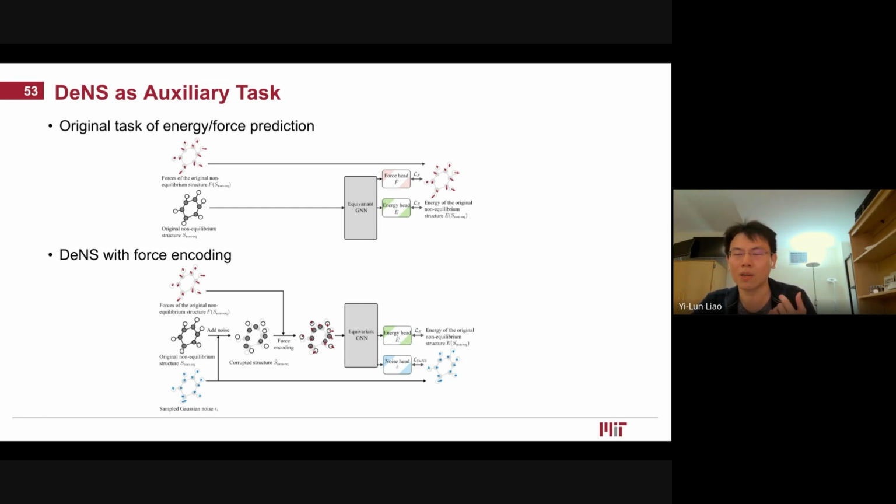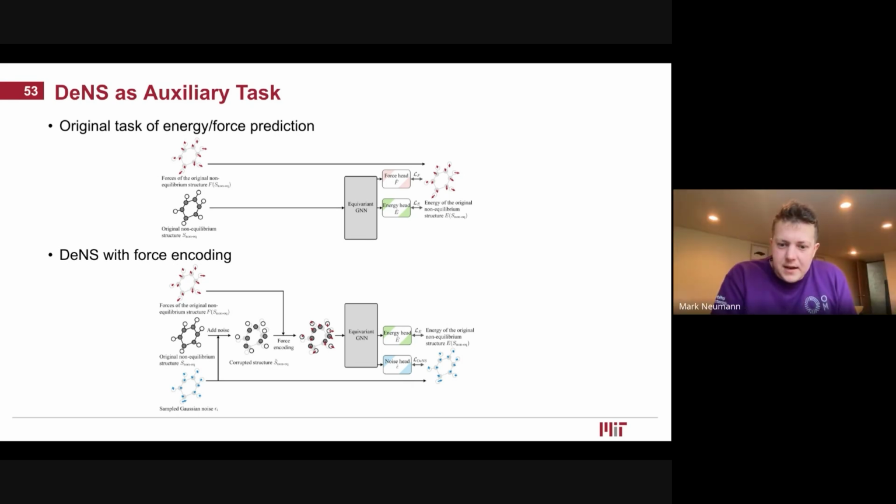And the reason we need to use force encoding is just because we need some way to specify what is the original structure. Otherwise, I tried throwing away the force encoding, and there's no gain from using denoising. Yeah, so it's almost like a conditional model given the forces. Yes, I think that makes sense.